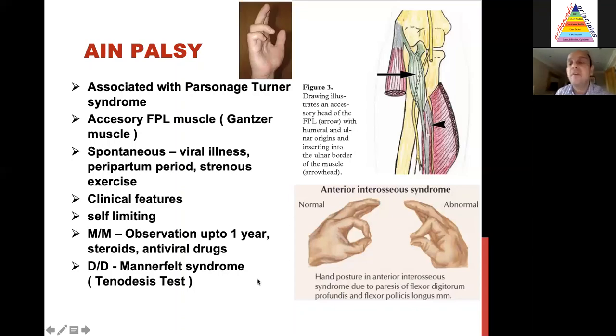Whereas in Mannerfelt syndrome, because tendons are ruptured, whether you flex or extend your wrist, the attitude in thumb and index finger will not change. So that's how you differentiate clinically between the two.